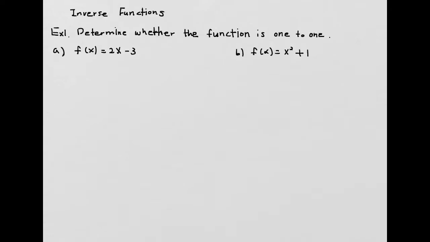There are a few ways of telling if it's a one-to-one function. One way will be checking or testing the points. The other way is using the horizontal line test. So for example, the first one, f of x equals 2x minus 3. We know this is going to be a linear function because the highest power is 1. We call this linear.